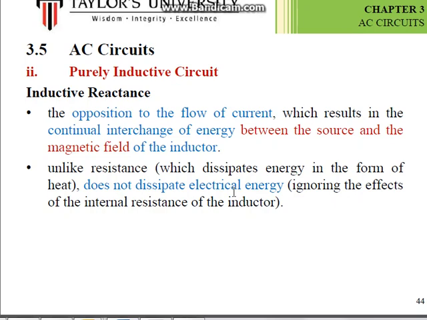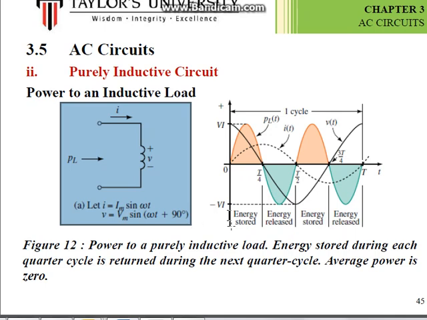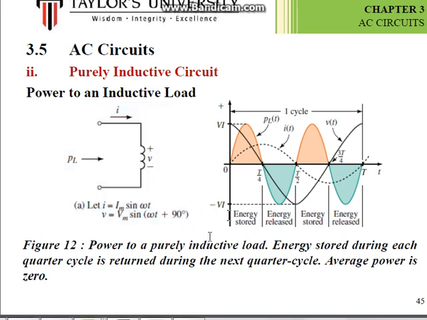Of course, we're assuming the internal resistance within the inductor itself, so that's part of the inductor bits that we will have to know about. What about the power? As we mentioned just now, your I is the same, but your V is leading by 90 degrees, just as we have seen in the phasor diagram. This is what is shown for a purely inductive load.